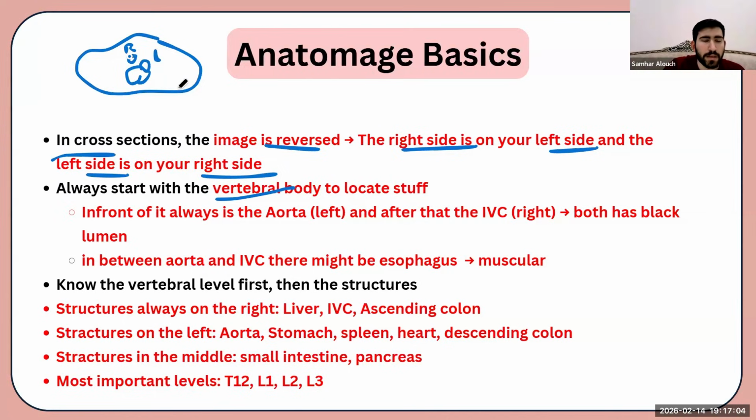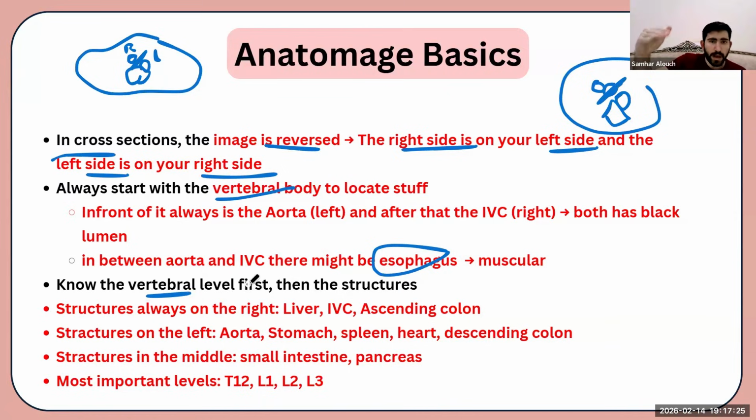Then between the right inferior vena cava and the left aorta, you will have a muscular structure, which is the esophagus. Okay? So always start from the vertebral body. Then in front of it, there is the aorta on the left side. On the right side, the inferior vena cava, and in between, you will have a muscular structure, which is the esophagus. Know the vertebral body first, and then the other structures. Like, is this T1 or T2? You need to know the vertebral body first, then the structures.